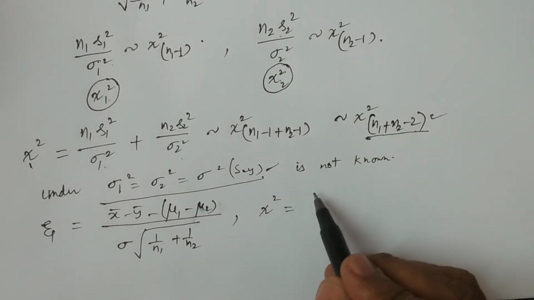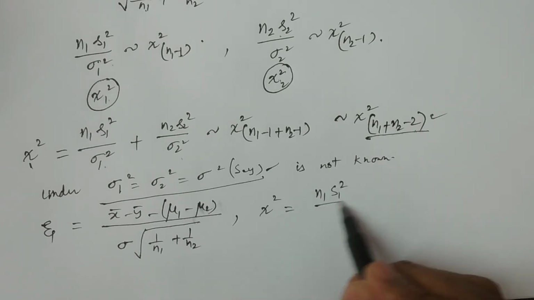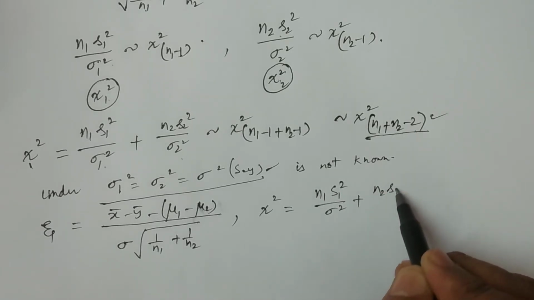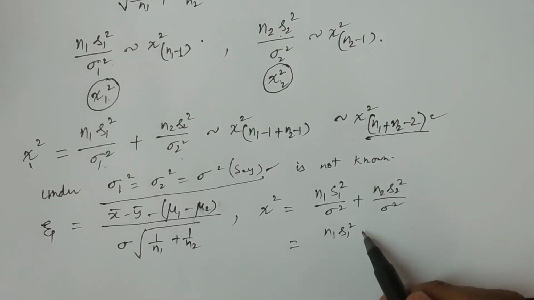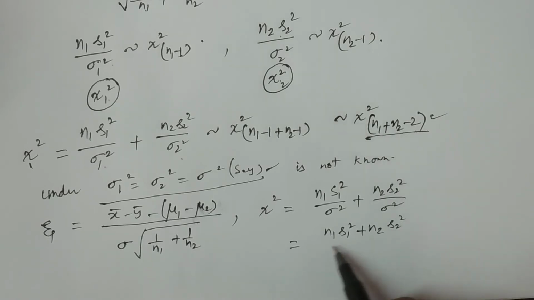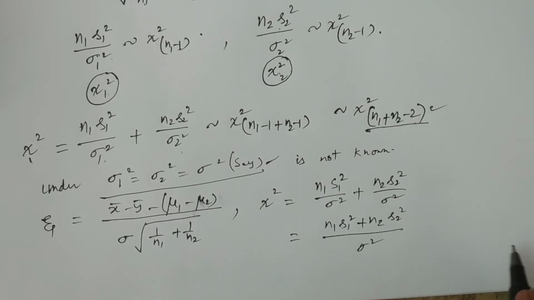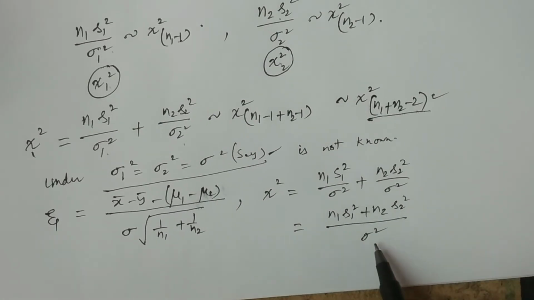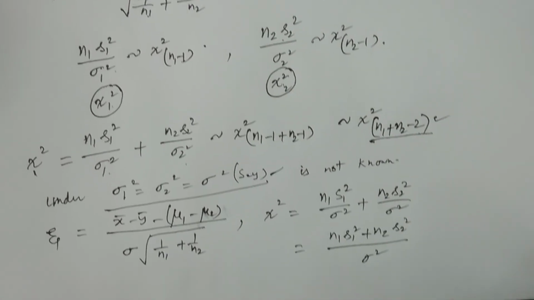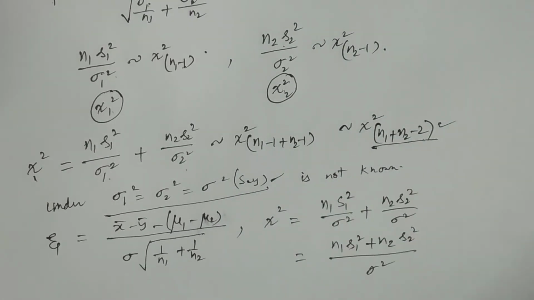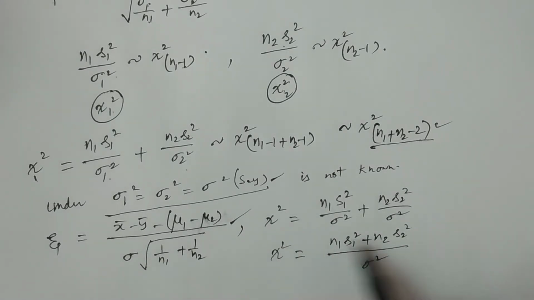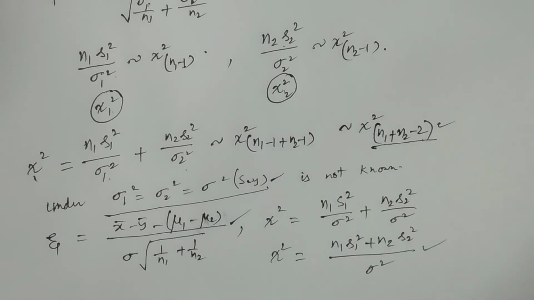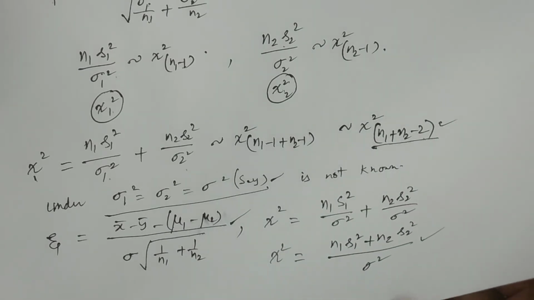Chi-square is equal to n1 s1 square divided by sigma square plus n2 s2 square divided by sigma square. So it is equivalent to n1 s1 square plus n2 s2 square, taking the LCM, divided by sigma square. So now what is the t statistic? Hope you understand. Now chi becomes this and chi-square is this. Based on chi and chi-square, we have to calculate the test statistic, right? So I am preparing the test statistic now.